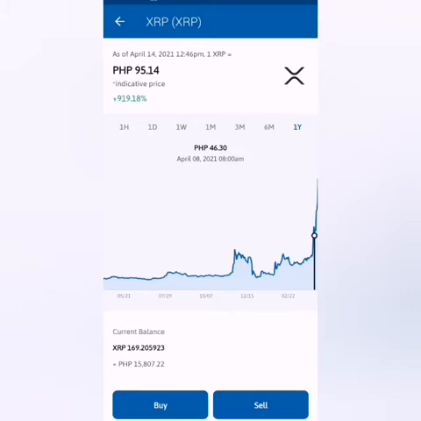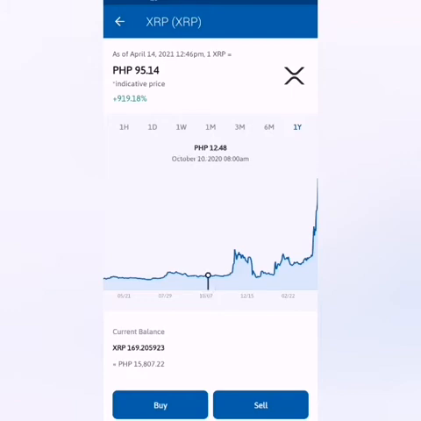So this is my favorite coin. This is the coin that I like to trade on a daily or a weekly basis. This is because of its price fluctuation actually. So you take advantage of the volatility of the market. So you buy low and you sell high.